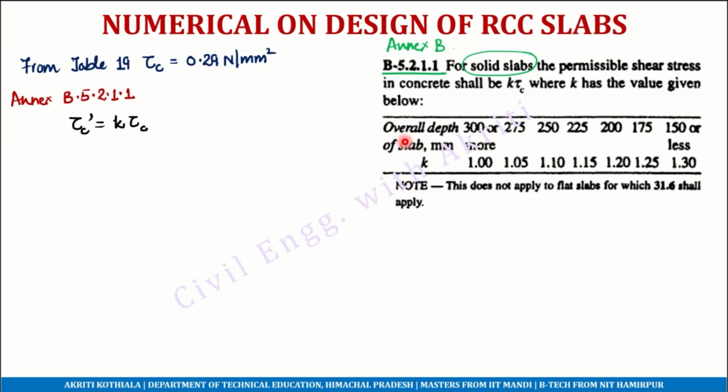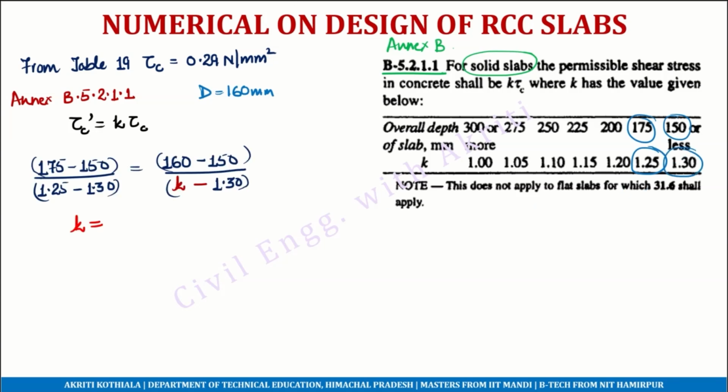So what do we have to do? Overall depth of the slab is given to us. For us, the overall depth of the slab is 160 mm. So this lies somewhere between 175 and 150. So the value of K will be between 1.25 to 1.3. So again we have to interpolate this value. So on interpolation we obtain the value of K equal to 1.28, which is correct because the value had to lie somewhere between 1.25 and 1.3.